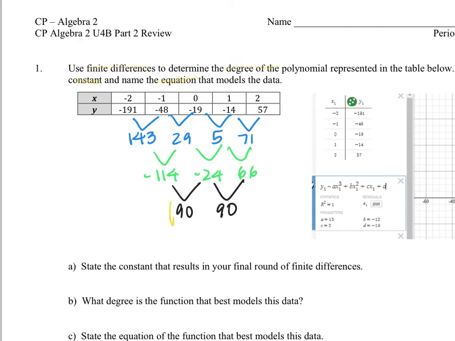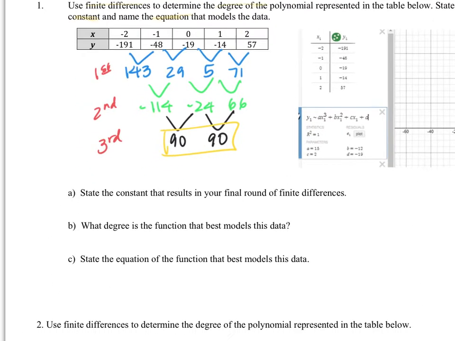And we would need to determine the degree. So the first line is the first degree. The second line is the second degree. And the third line is the third degree.